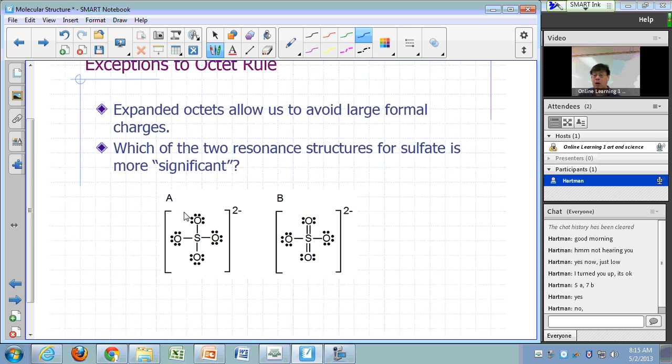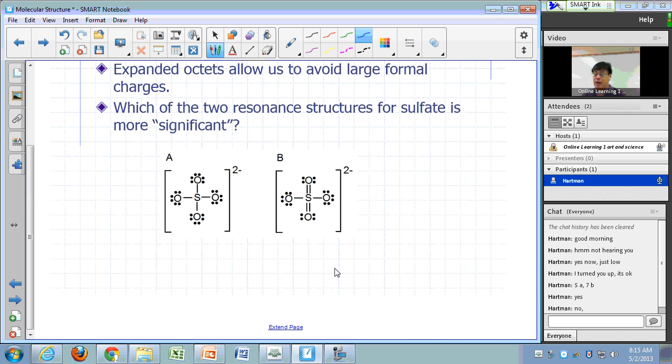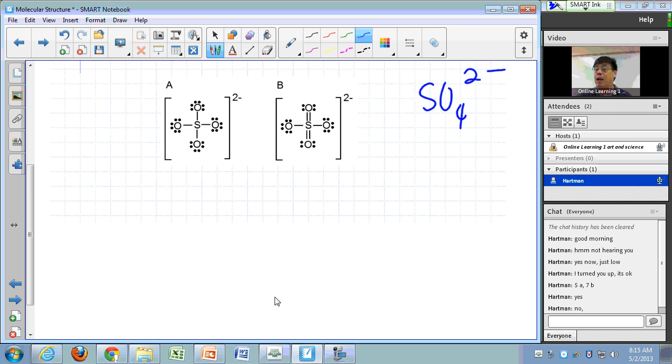All right. Now, expanded octets actually allow us to avoid large formal charges, and this tends to happen more than we might think. For example, consider the sulfate ion right here. Sulfate is SO4 with a -2 charge. Anytime you have a formula with one atom of one element and several atoms of another element, your best bet is to surround the first one by the other. So you have sulfur here surrounded by oxygen.